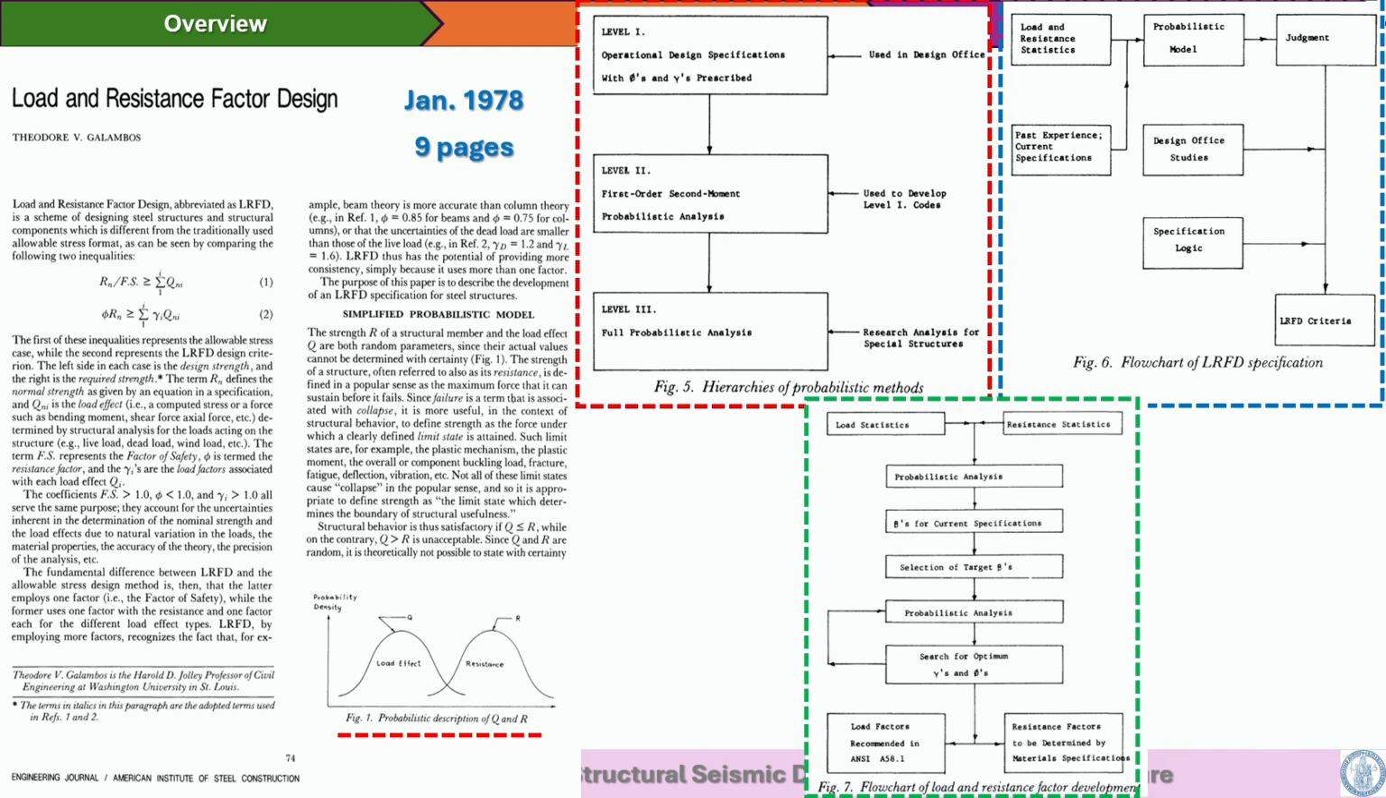This is a paper by Galambos that promoted, along with Ellingwood, this approach in the United States, and then it spread around the world. And they looked at three different levels. The level one is based on what we do in the design office. Typically, we have simplified approaches that come from a higher level approach, which is, in this case, named as the second level approach, first order, second moment, which is looking at the reliability of the structure.